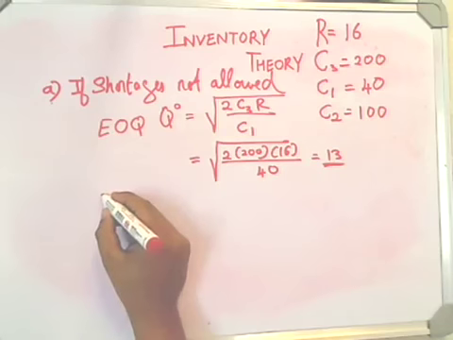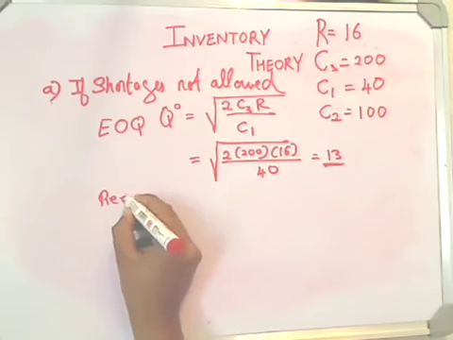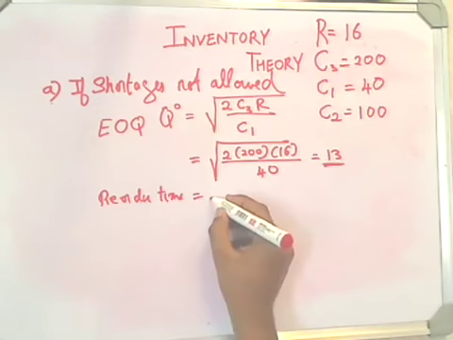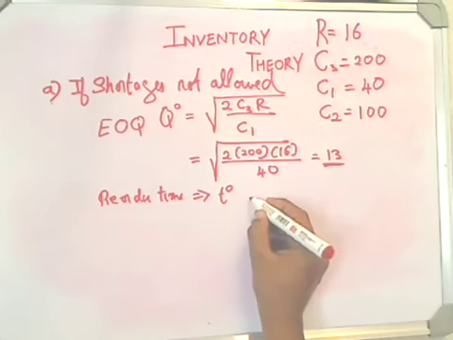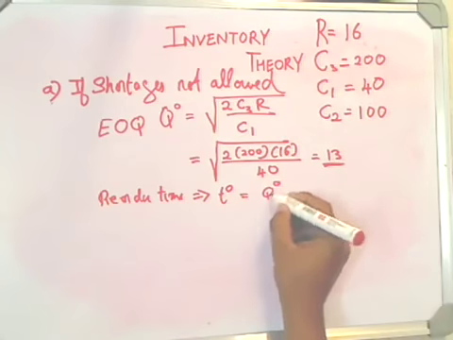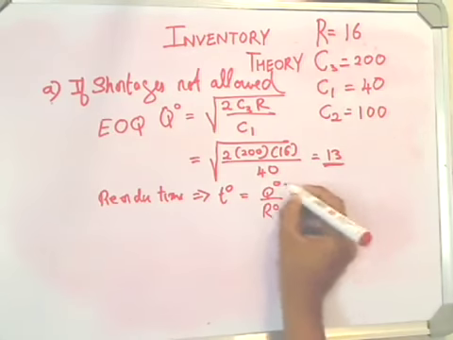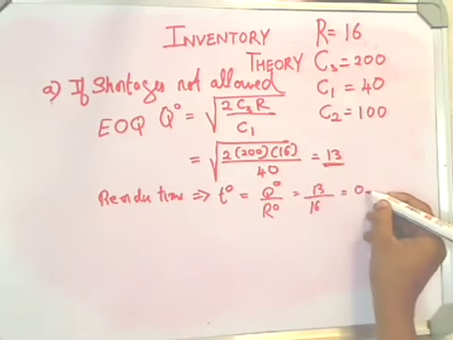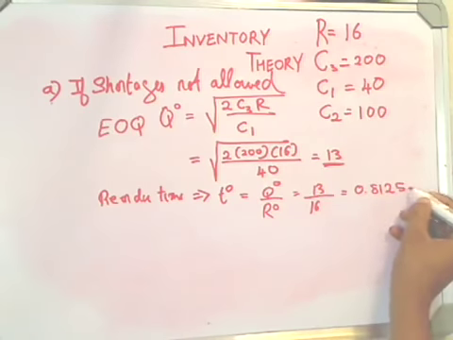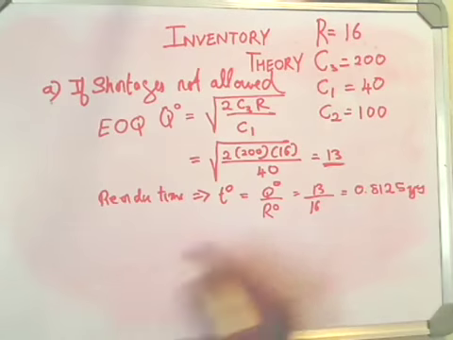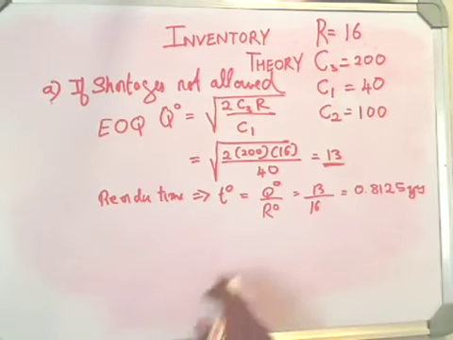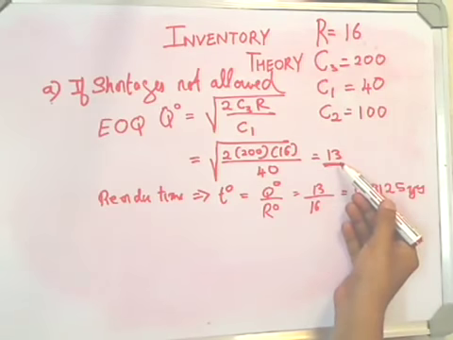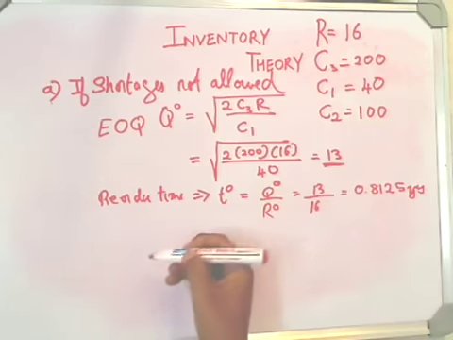Now let's look at the reorder time. Okay, the reorder time here is represented as T naught, which is equal to Q naught divided by R, which is 13 divided by 16. It comes to 0.8125 years. Then, as I told you, by using a whole number here, this becomes easier to calculate.